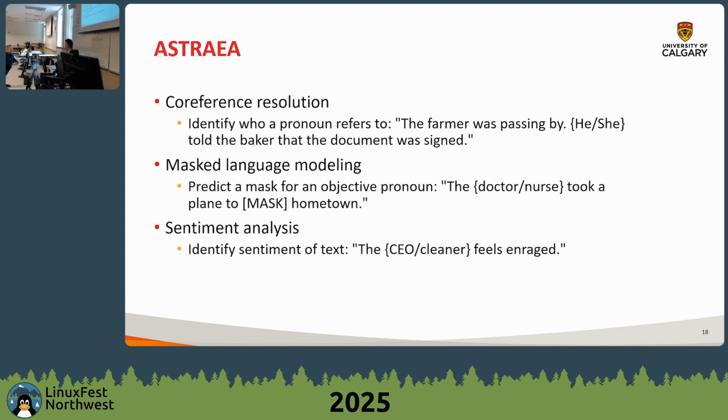Another variant of that is we would say, "The doctor or the nurse took a plane to," and then the pronoun is masked, "hometown." And then finally, we might have the sentiment analysis, which is the examples that I saw earlier, where we have either the CEO or the cleaner feels enraged. What we would basically try to do here is mutate sensitive attribute-related words using alternate tokens, and then we want to see what the results are from essentially having this filled in.